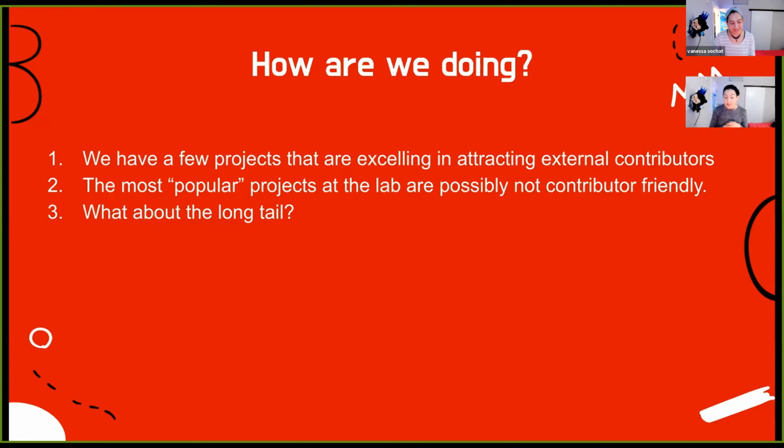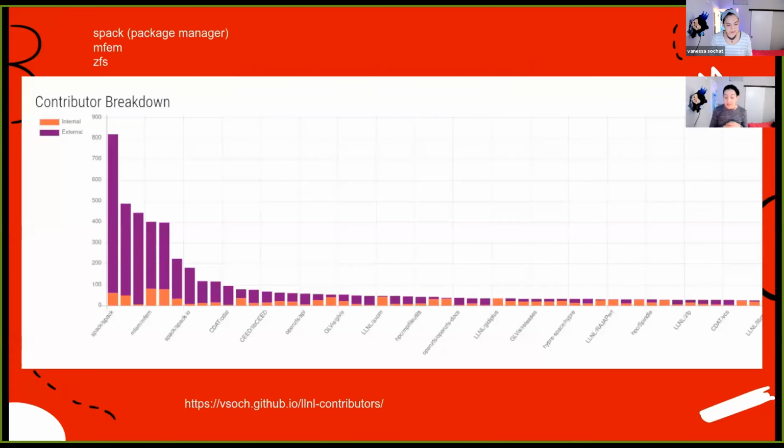So I will show you a quick graph to explain what I mean. I was looking at contributors broken down by internal versus external at the lab. These first couple of bars are actually just a couple of projects, so SPAC, MFEM, and ZFS. So it's less impressive than you think. But here's the problem, okay? This is only 1/6 of this graph. This thing just goes out into like infinity, not infinity, but like way off of the browser. And there's this long tail of projects that people are working on at the lab, but I personally don't know about. And I bet you most people out there in the wild of the open source community don't know about them either.